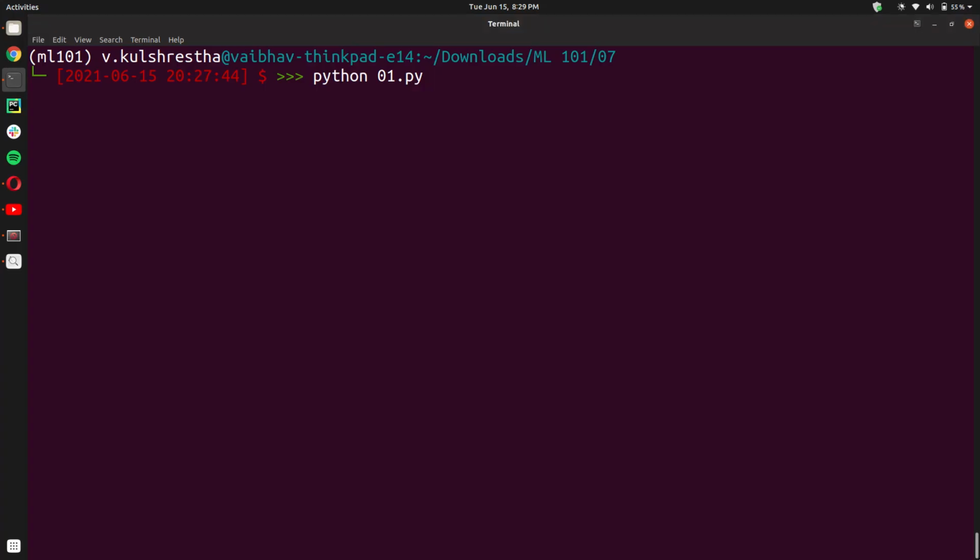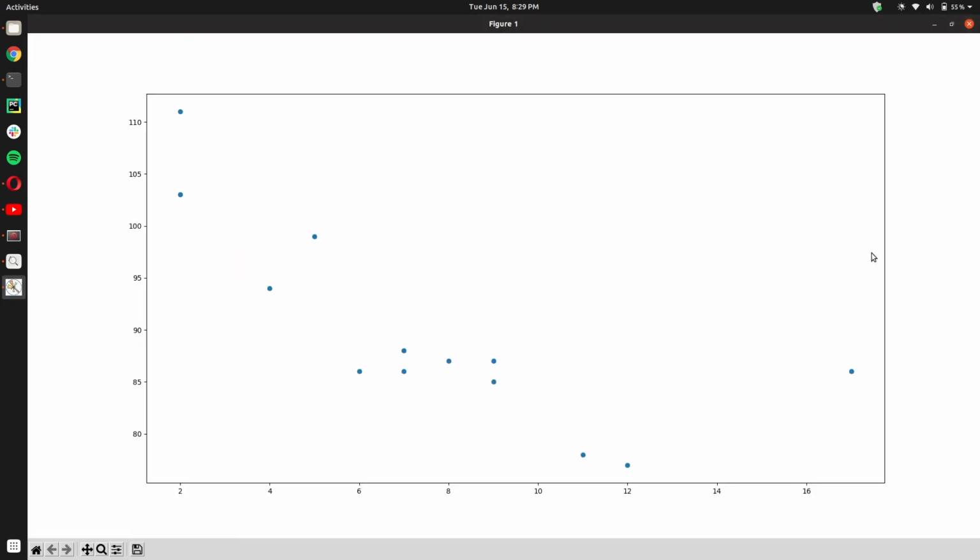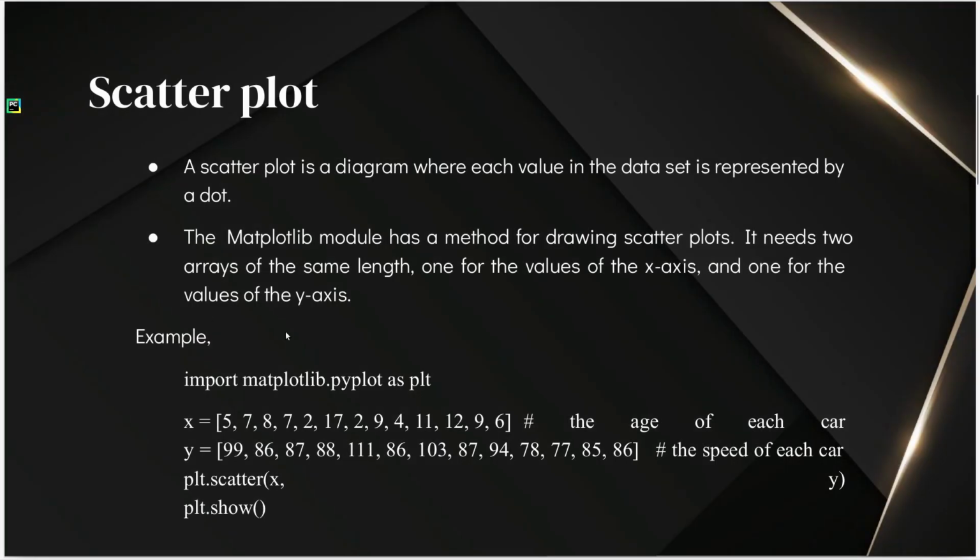Okay, so you'll see when I run this. Yeah, so as you can see, I got a scatter plot with not many values, and this is because the arrays that I supplied did not contain a lot of values. They contained few values in the first place, and that's why the scatter plot itself contained few dots.